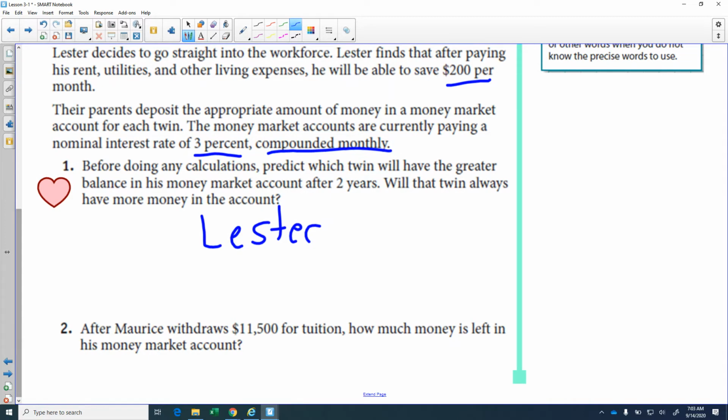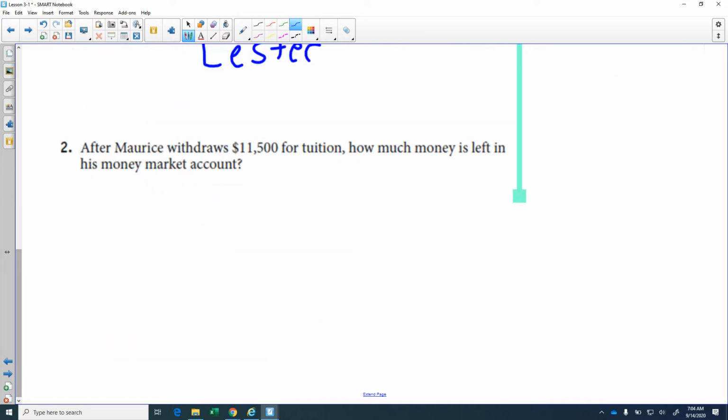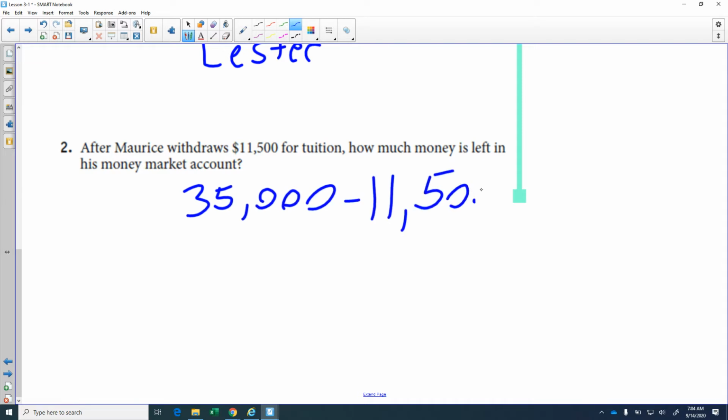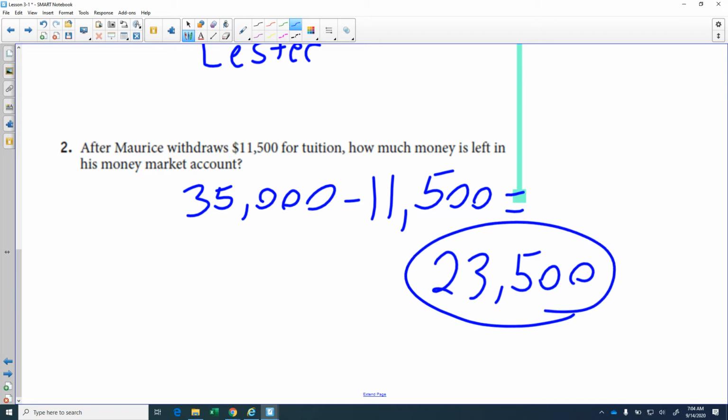Next, for number two here, after Maurice withdraws $11,500 for tuition, how much money is left in his money market account? So he needs to pay $11,500 for tuition, right? He pays that straight up out of the $35,000. To solve this, we want to know how much money he has after this. We take the $35,000 and subtract the $11,500 to get a value of $23,500 left over, okay?